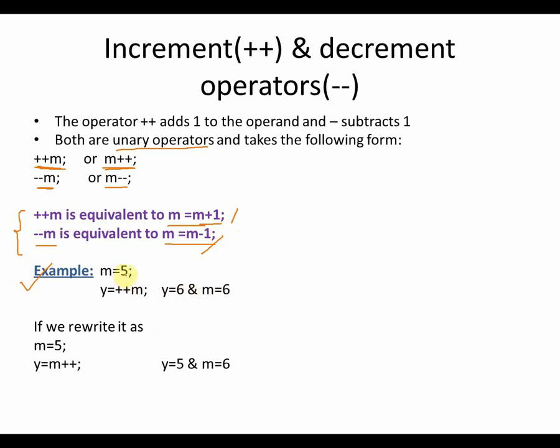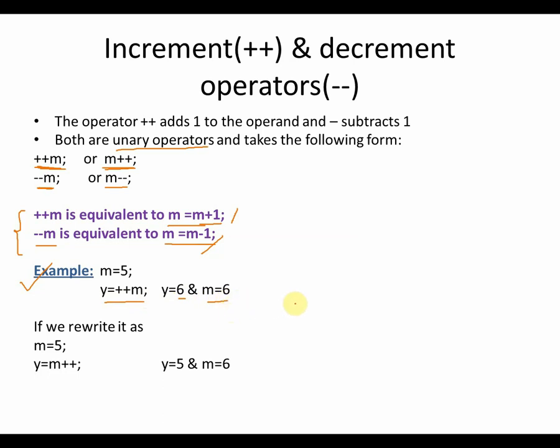Say m has a value of 5. Okay, now there is a slight catch to this particular increment and decrement operator. So pay attention to this part very carefully. If suppose m equal to 5 and the expression is of this form, say the expression says y equal to plus plus m. In that case, y will take a value of 6 and m will also take a value of 6.